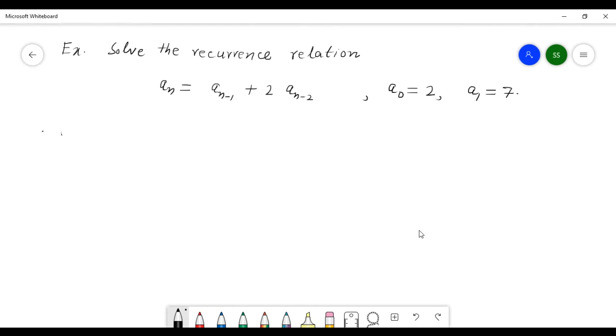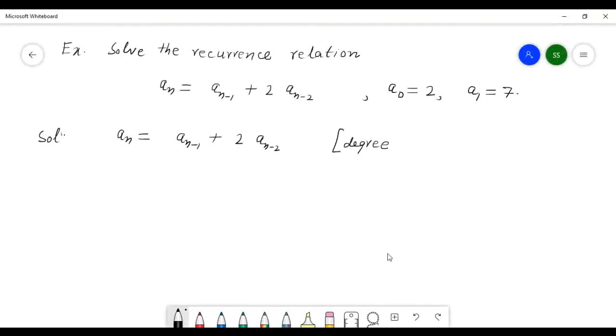How to solve? Here the recurrence relation is: a_n equals a_(n-1) plus 2 a_(n-2). Tell me, what is the degree of this recurrence relation? Degree 2, yes. This is of degree 2. Now we start from here.